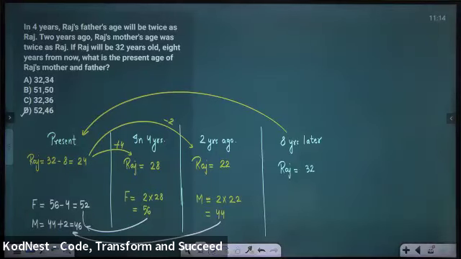Yes, Pranav, you need not solve. Once you get 52, it is not required, as 52 is present only in one option. Yes, you can do it.